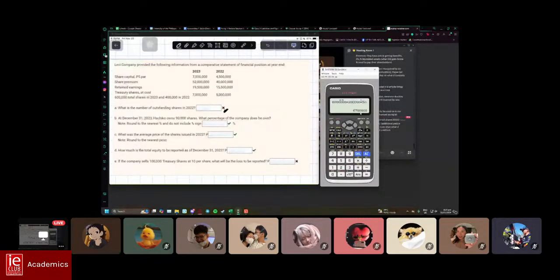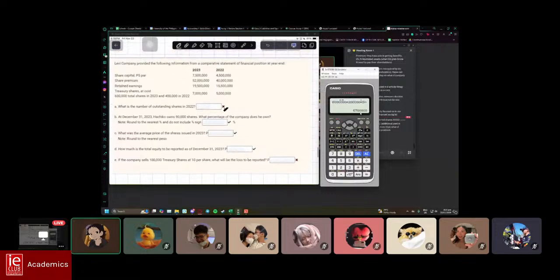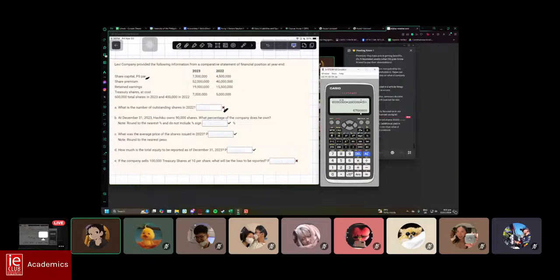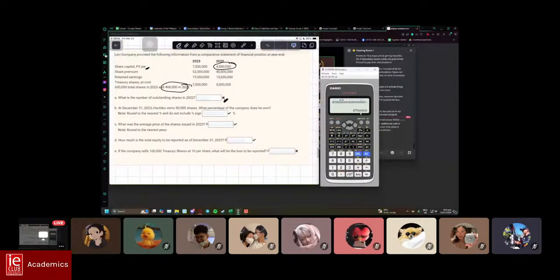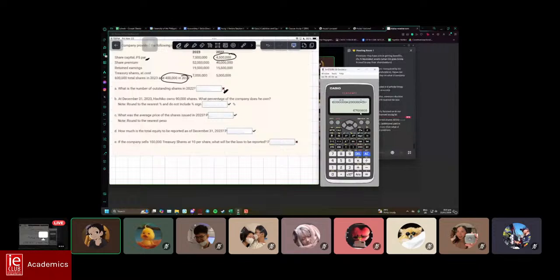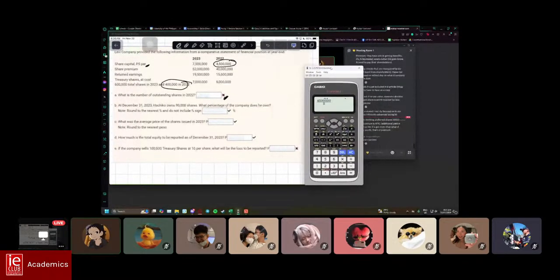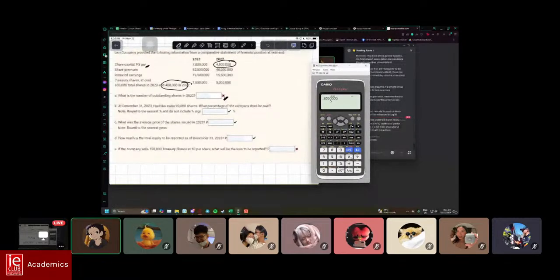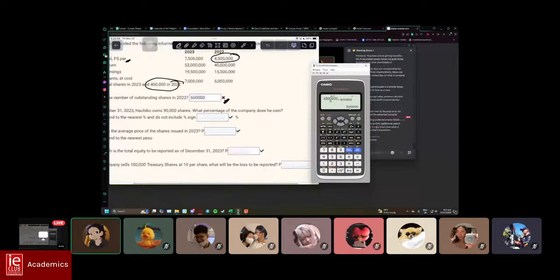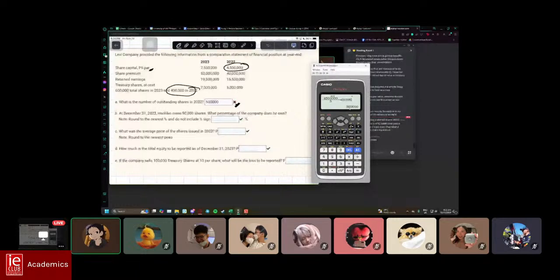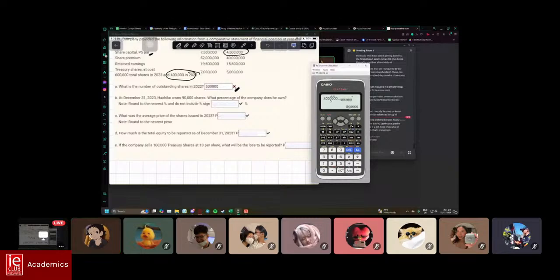It's a correction. Okay, so we'll find out the number of outstanding shares in 2022. So share capital at 5 pesos par was worth 4,500,000 in 2022, and there were 400,000 treasury shares. So what we're going to do is get this 4,500,000 over 5. This is going to be our number of shares issued, both outstanding and not outstanding. Then we subtract the 400,000 treasury shares and find that there are still 500,000 outstanding shares remaining. That's right, guys.